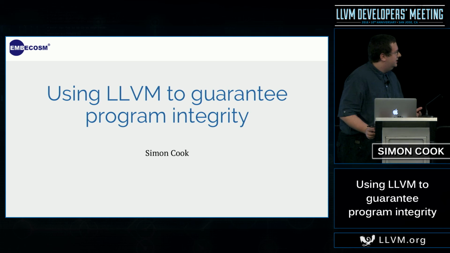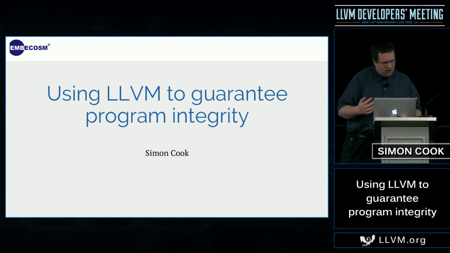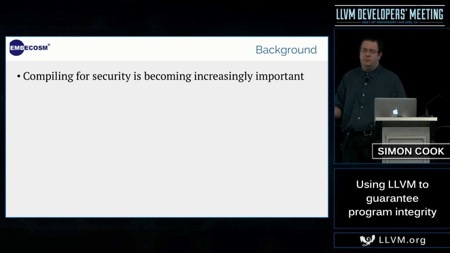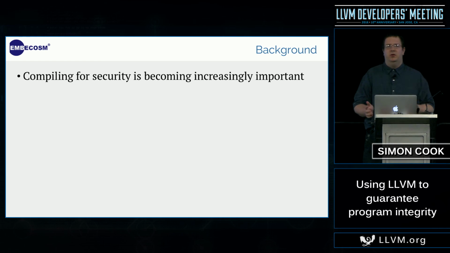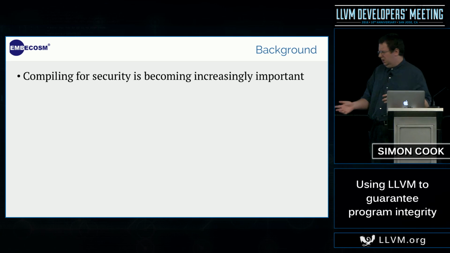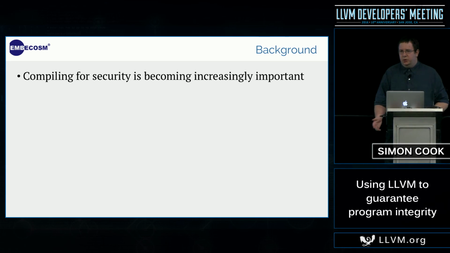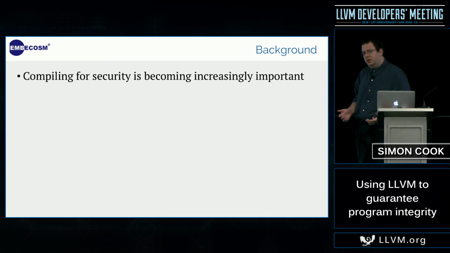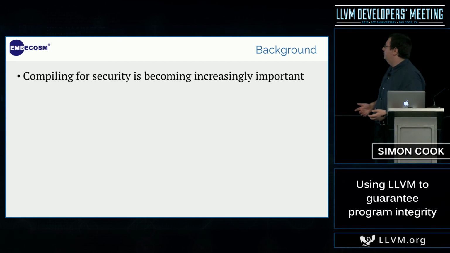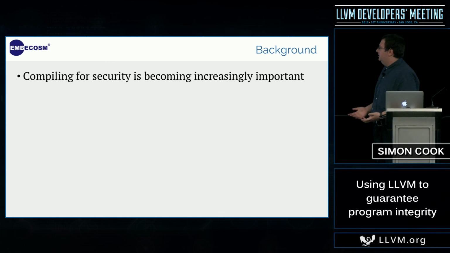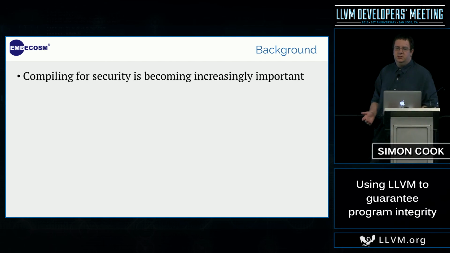So first, to set some context, compiling for security is becoming increasingly important over time. Now, traditionally, we've had optimization criteria of code size or execution performance, or striking a balance between the two, or more recently, over the past few years, energy has also become more important, which is something we described a few years ago. But security is becoming, as I say, more and more important.